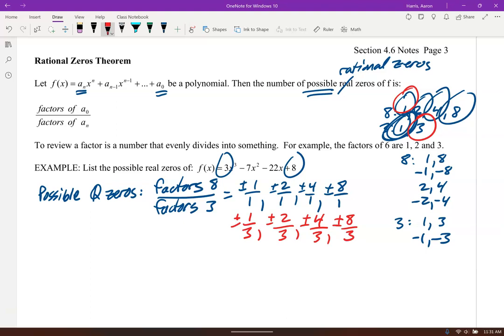And then I just look and see if I have any repeats. And here I don't have any repeats. Let's say I had 8 over 4, that's 2. Then I would say, oh, that's a repeat because I already listed 2 over 1. So no repeats here, and these are all the possible places the graph could cross the x-axis, at least possible rational ones.